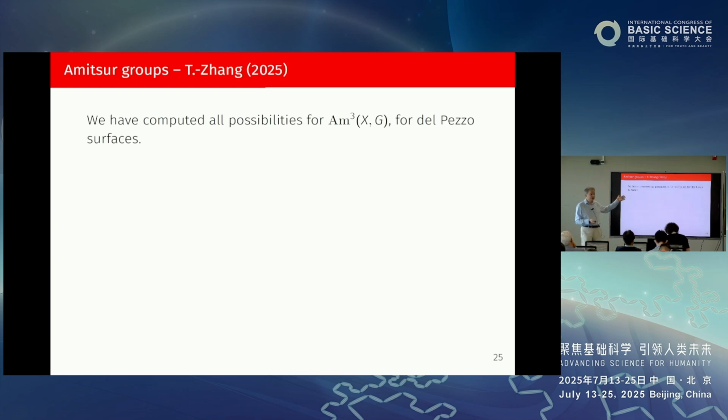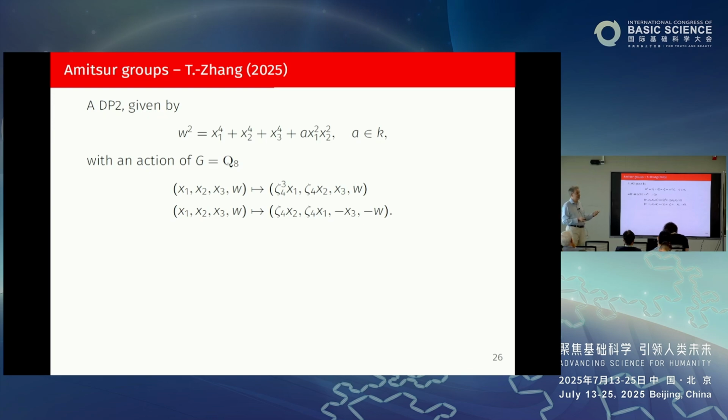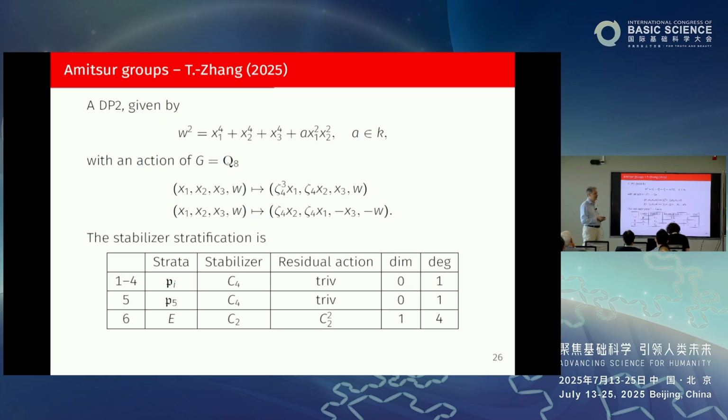Now, okay, so we're looking at Amitsur 3. We've introduced this, so we want to compute it for Del Pezzo surfaces. We just compute everything in a recent paper with my student Zhang. Suppose it's non-zero and the surface is G-minimal, then X has to be one of the following. It's the Fermat cubic with the action of C3 cubed. It's a Del Pezzo surface of degree 2 with some actions. But the most interesting one is this one with the action of Q8. This is the only one where you have fixed points on all abelian subgroups. So the obvious obstruction to unirationality goes away.